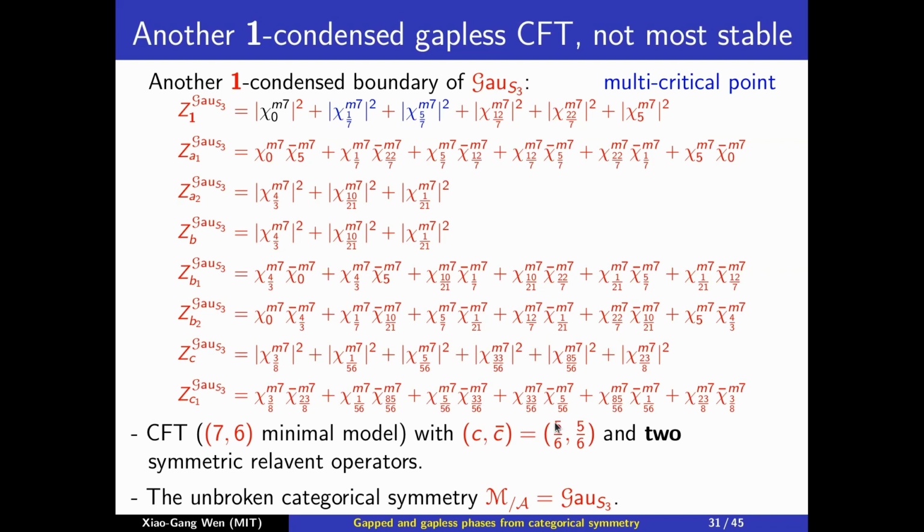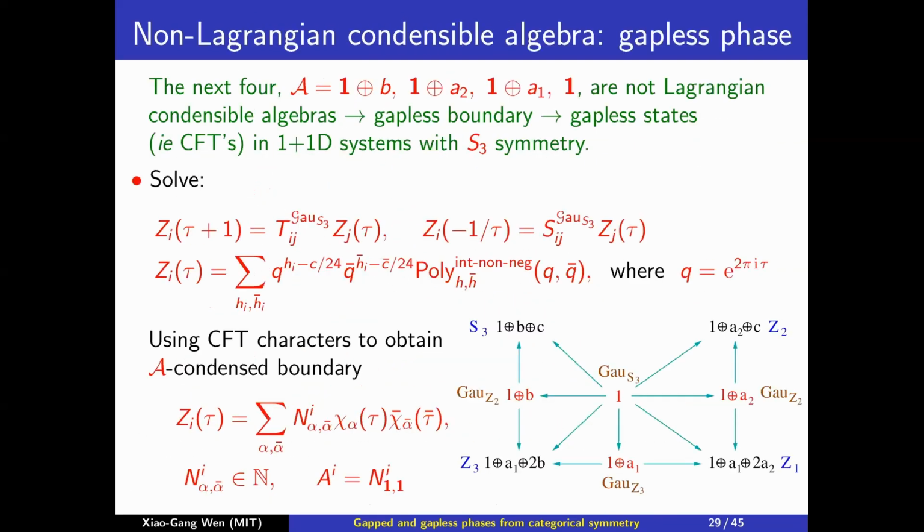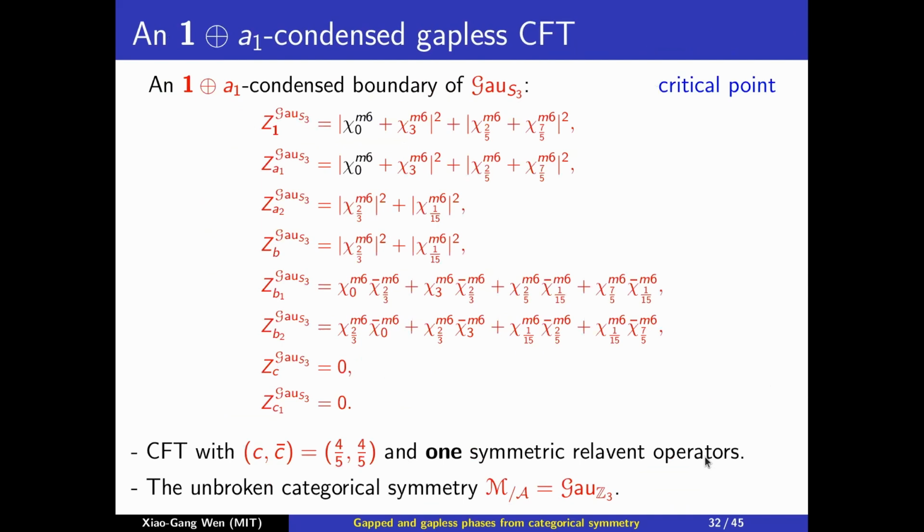So we have trouble determining this S3 to Z1 transition. We say it must be one of the one-condensed boundaries, but which one? We are not so sure. So this is still an open question here.